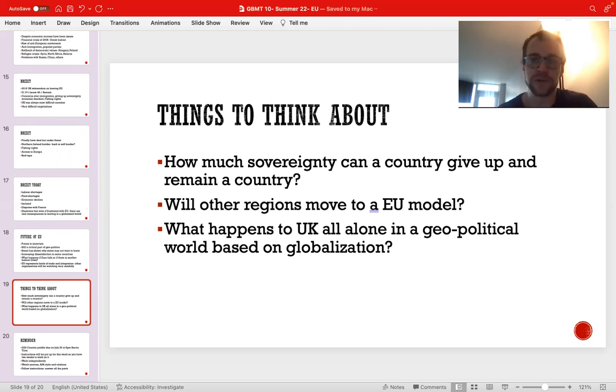So do the pros outweigh the cons here when it comes to economic, political, and social integration? And what will happen to the UK going alone in the globalized world? If we think of the UK as also kind of a laboratory test of what might happen if other states wish to exit the European Union and a large trading bloc, what are the consequences of this?